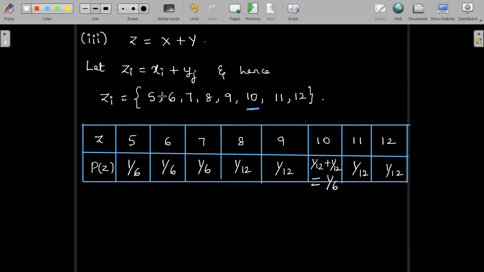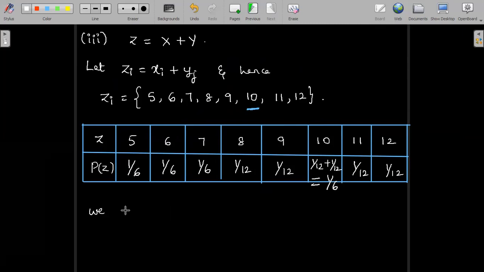So we are just adding the x and y values and writing down zi. Its probabilities can be directly written from the joint probability distribution table. Since the sum 10 is repeated for two different probabilities, we are adding those probabilities and writing down here. So this is how we can obtain zi equal to xi plus yi and its table p of z.